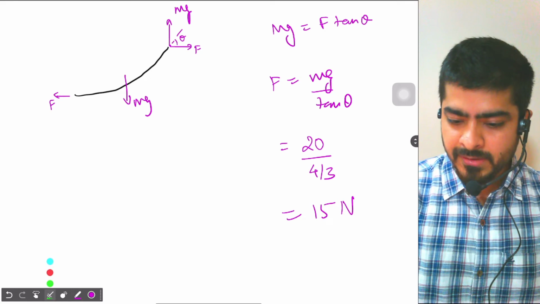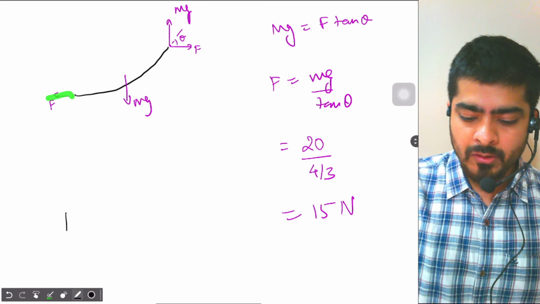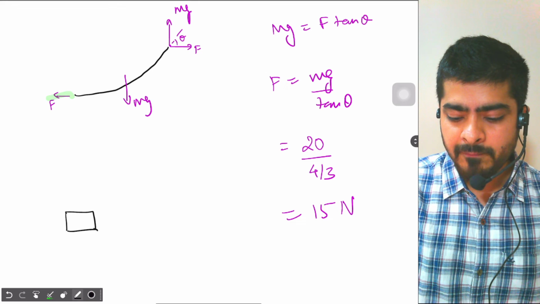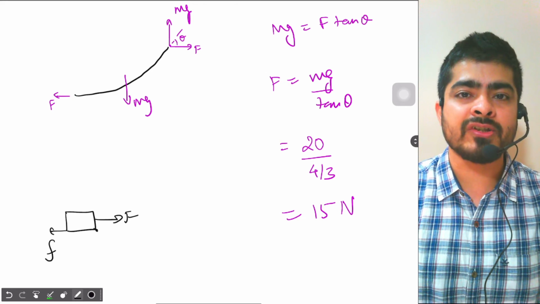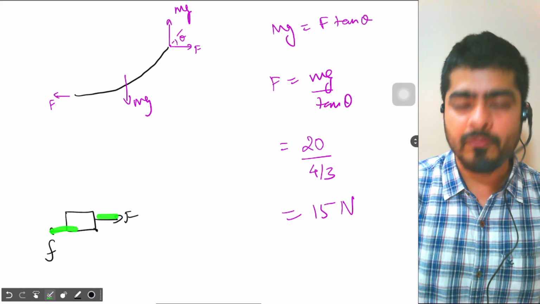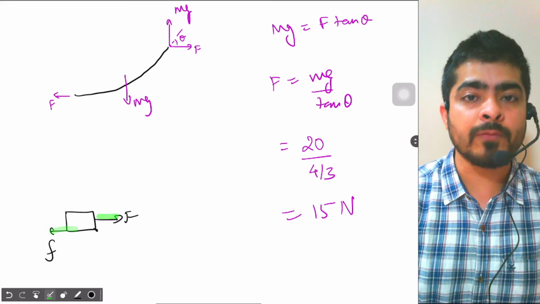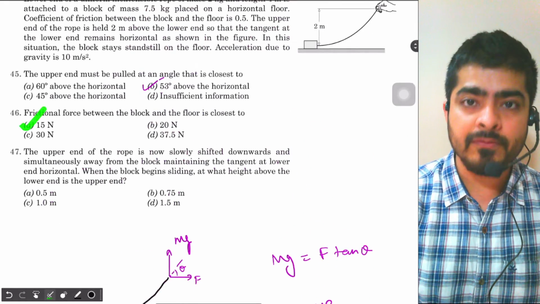so that will be 4 by 3, so this will be equal to 15 newtons. So this force F is equal to 15 newton, and on the block the same force is acting in forward direction and friction from the ground will be acting in backward direction. So friction and force will balance each other, so your friction will be equal to 15 newton. So option A will be correct.